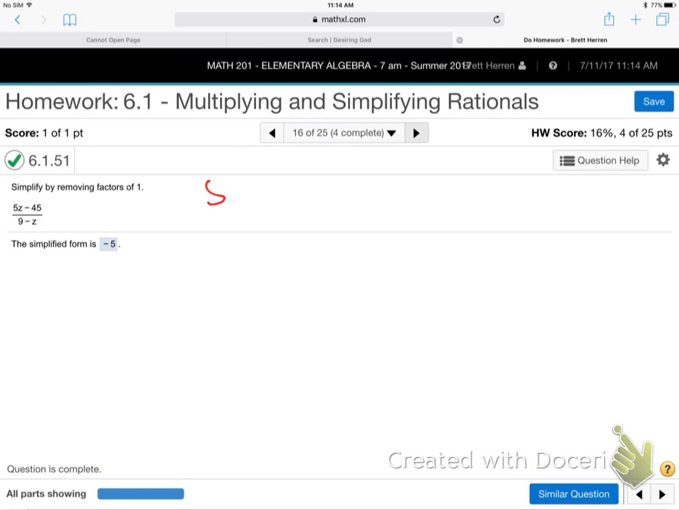Okay, so 5z minus 45 over 9 minus z. Okay, so which one should we reorder there? Which one is not in a good order? The bottom, right? The denominator, right? You don't want the letters at the back like that. So reorder that denominator, and then factor out the -1.